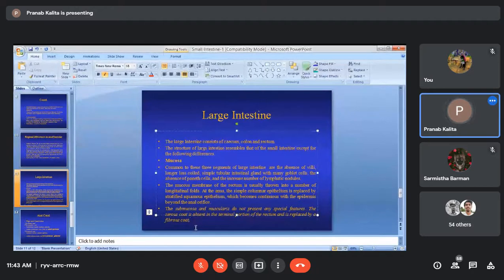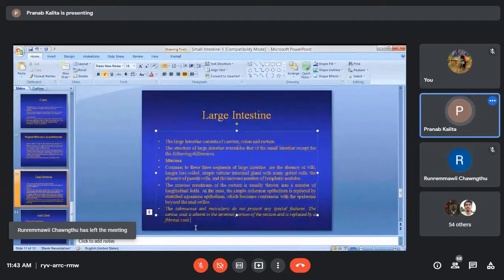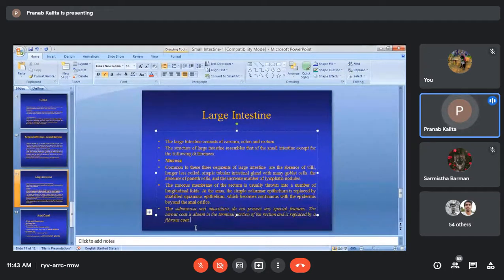That means towards the anal canal, because what you will find in the large intestine is the cecum, colon, and rectum. Next, you will find the anal canal, which will continue with the skin. So towards the anal canal, you won't find a serous coat. You won't find a tunica serosa. Okay, you will find a fibrous coat. Clear here?